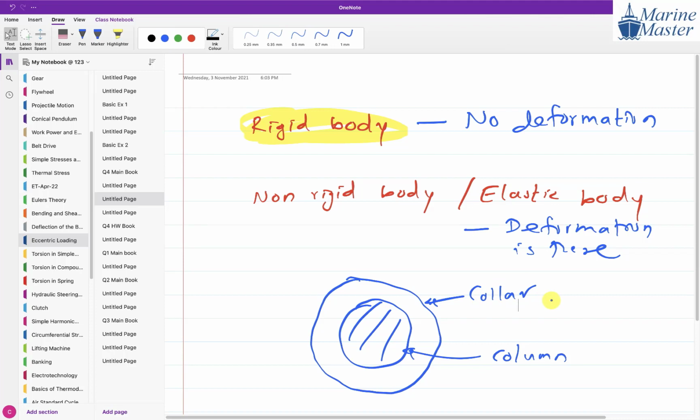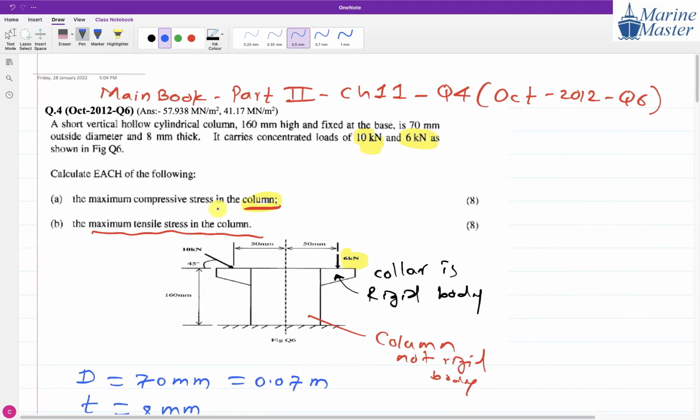Don't worry about the collar, guys. Collars are generally rigid body. Rigid body means a strong body. No, there is always some deformation; the concept of a rigid body is a myth, guys. But we will assume that the collar is a rigid body, meaning a strong one. But who is the weaker one? Column. And one more thing, if you read the question, what are they asking us? Stresses in the column. So why worry about the collar, guys? Don't worry about the collar.